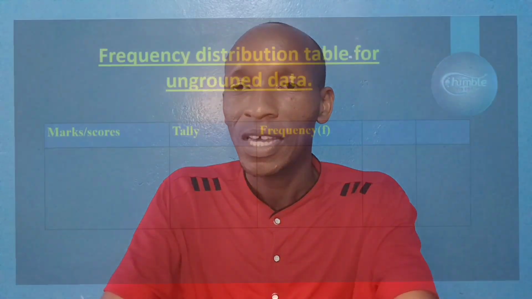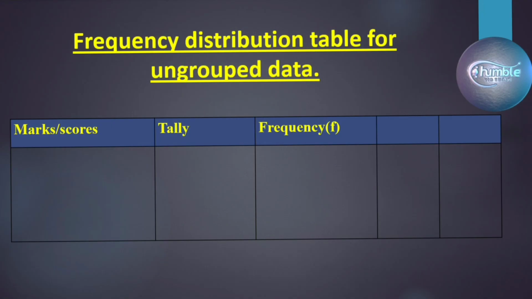Now, what is a frequency distribution table? This is how a frequency distribution table for ungrouped data would look. It has the following columns: marks or scores. This column is also called the X column, and then followed by tally marks.